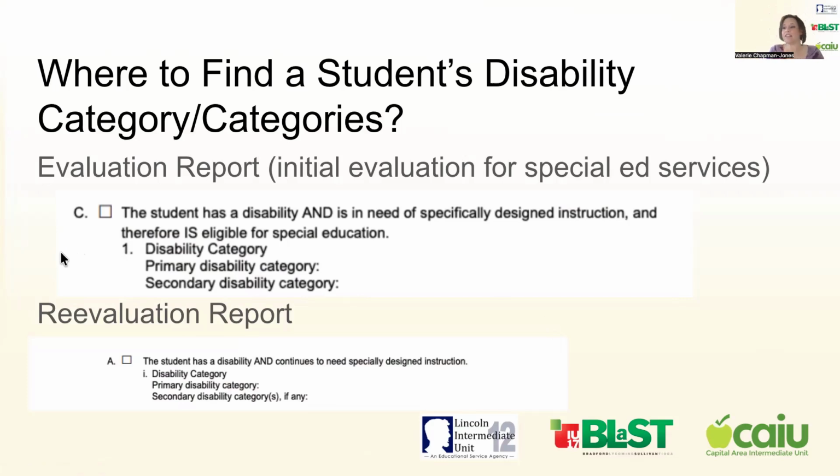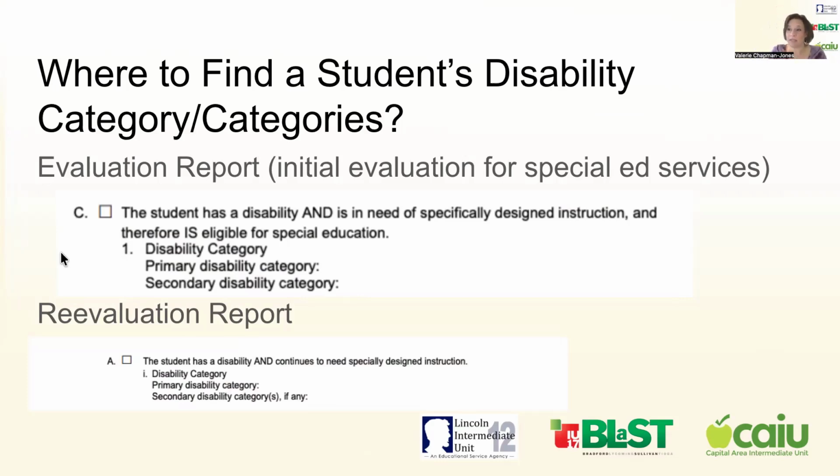Then underneath it, it says secondary disability category. You may have students who have a secondary disability. For example, specific learning disability could be the primary. Speech and language impairment is one that is often listed as a secondary. There are students who may even have a tertiary or third disability category listed.